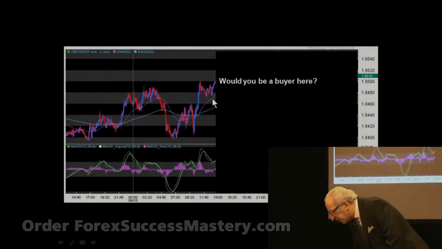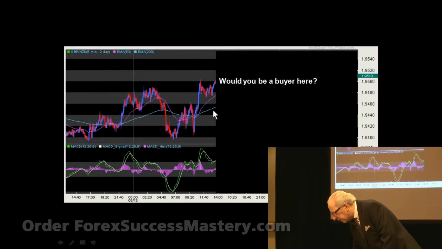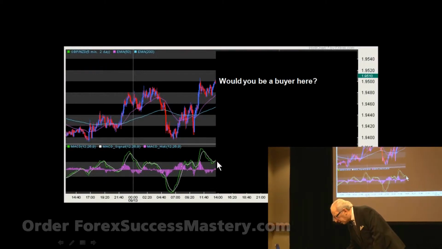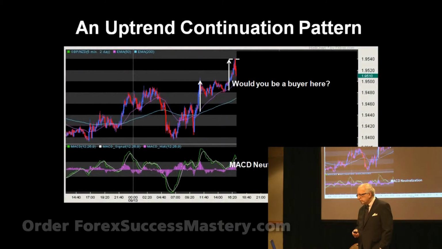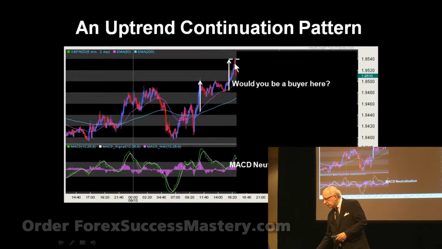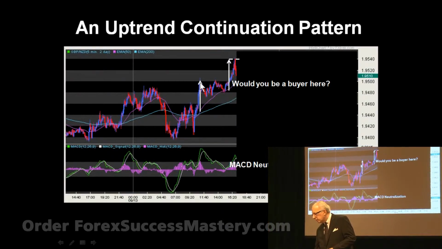We have the 50 exponential moving average above the 200, good angle and separation. We had the golden cross right here. We had MACD above the waterline punching up through its trigger line. I'd say that's a good place to buy. That's an uptrend continuation pattern. And so you would buy in through this phase right here, and your profit potential would be up here. This is leg 2, which is the same distance as leg 1.